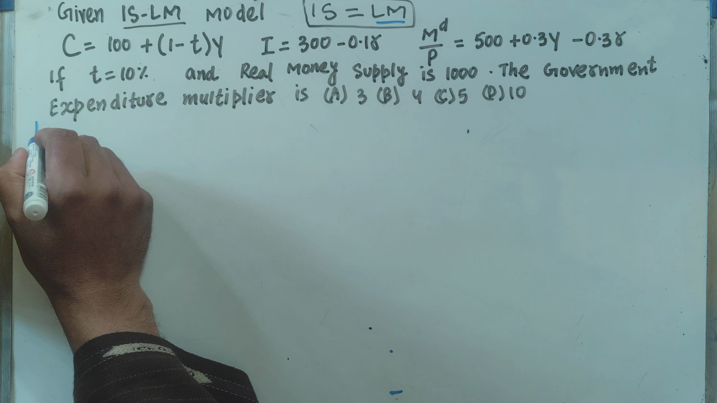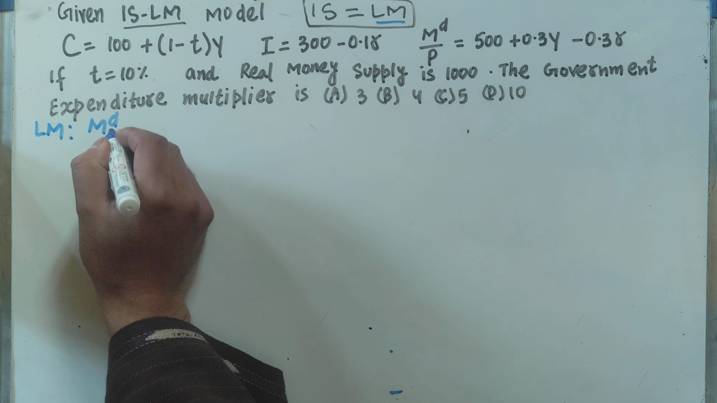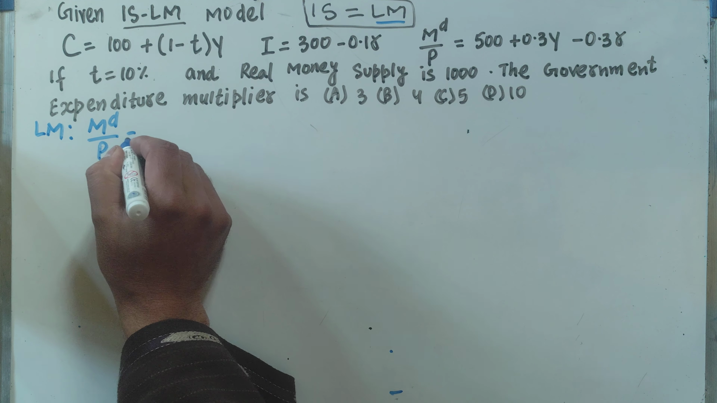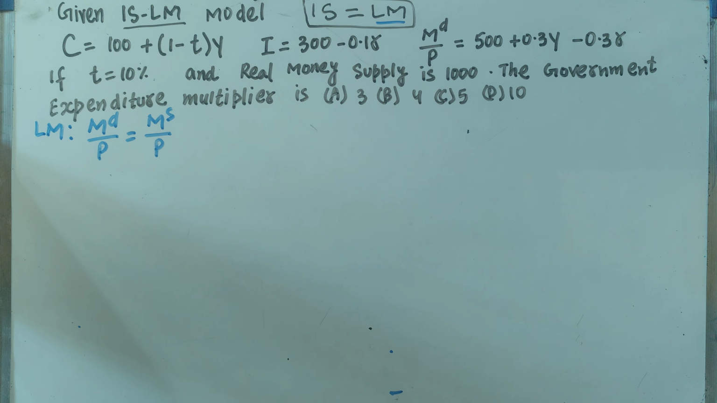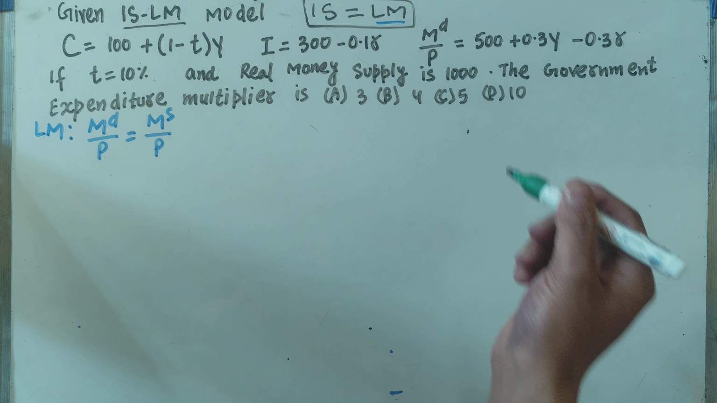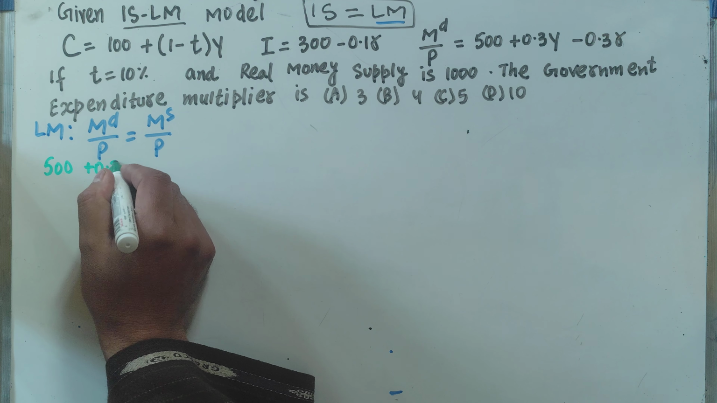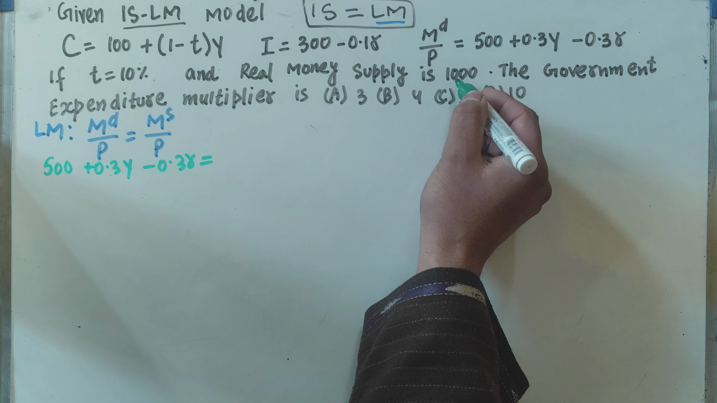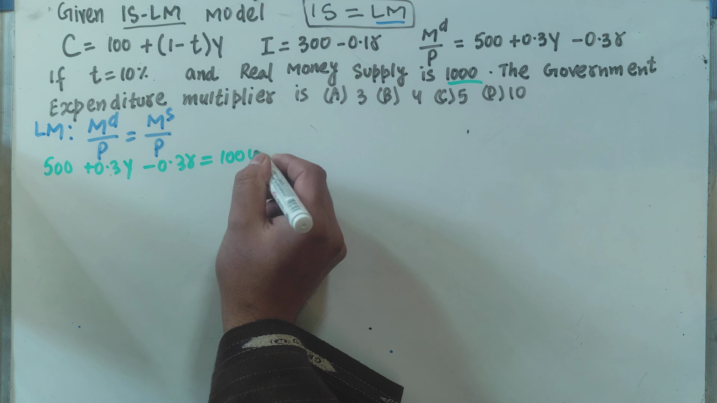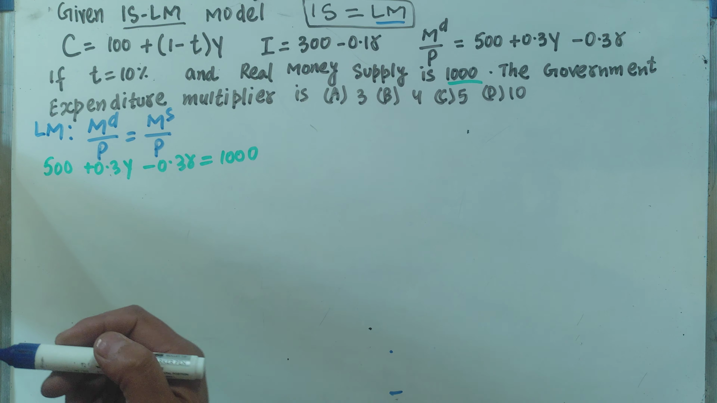In case of LM, the money market is in equilibrium when demand for money is equal to the supply of money. Demand for money is given to us as this function, that is, 500 plus 0.3Y minus 0.3R, which should be equal to the supply of money, which is 1000. That is given to us. What will we do here? We will solve this equation for the rate of interest.